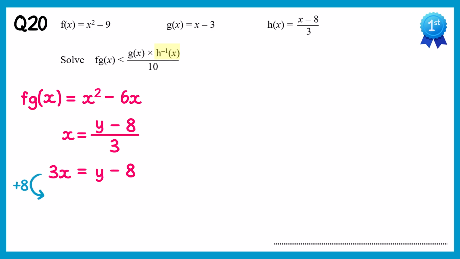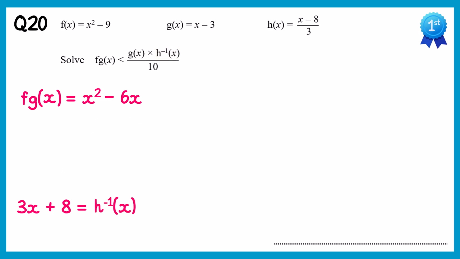Then we can add 8 to both sides. On the left, 3x plus 8 is 3x plus 8, but on the right, the 8s will cancel, so it's just y. We can then replace the y with inverse h of x. So we've managed to work out the inverse function, it's 3x plus 8.